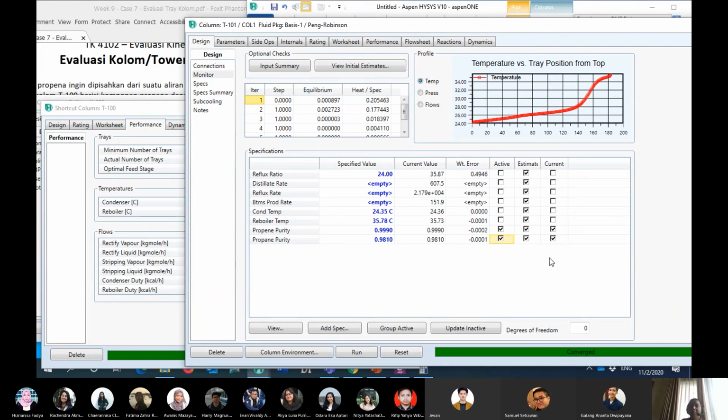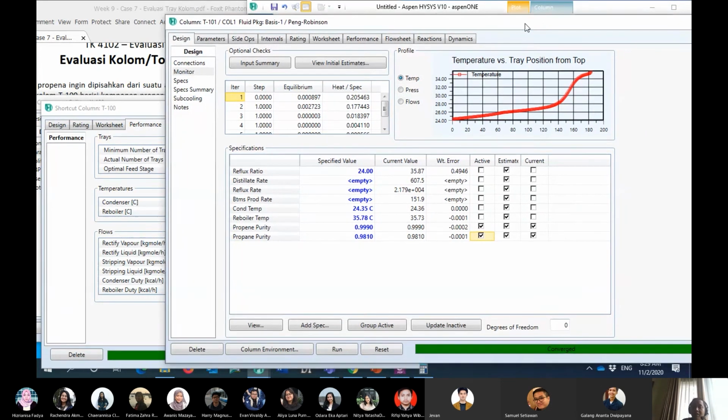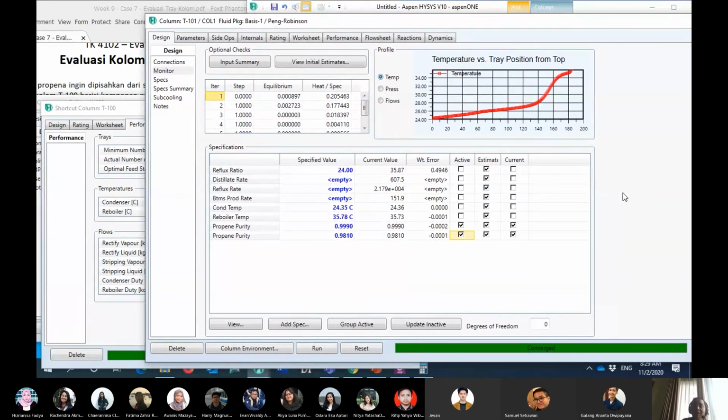I have converged the simulation. Yeah, I've already obtained the propane purity around 99.9, and also propan purity is about 98.1. Okay, so what I have to do after this?